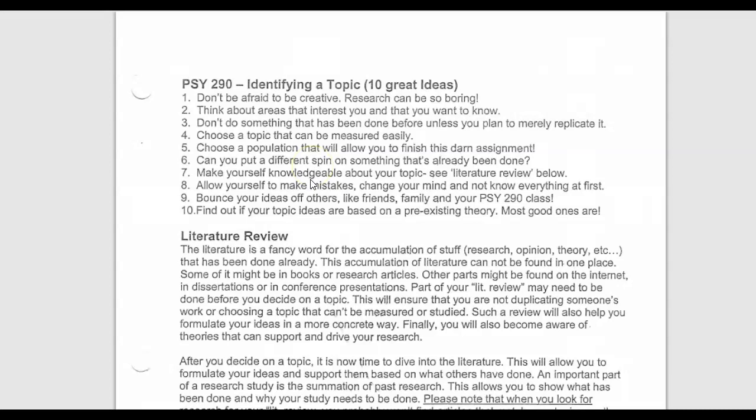Number 7, how can you make yourself knowledgeable about your topic? The literature review. We're going to talk about that in a minute. You look up articles and write about them. Number 8, allow yourself to make mistakes, change your mind. I always tell people, it's kind of a joke, but not really. Write in pencil, because you might want to erase it and pick something else.